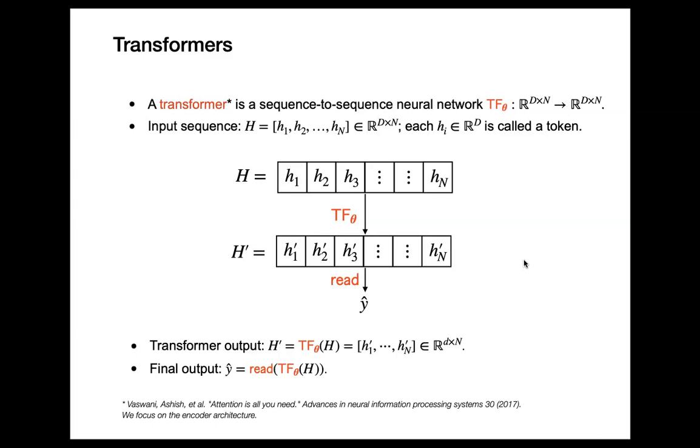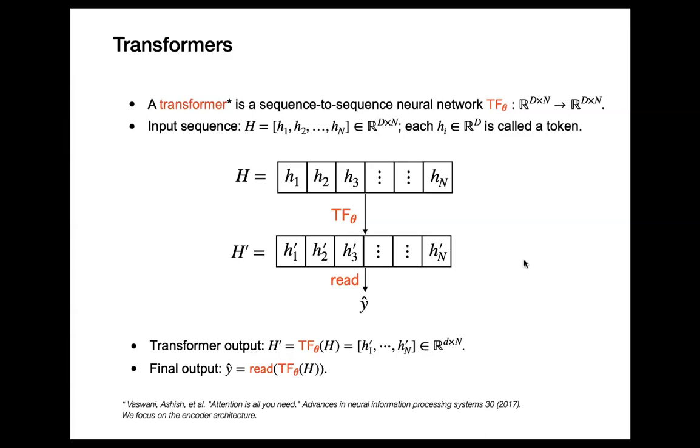After passing through the transformer TF theta, the output H prime is another sequence of the same shape: the same length and the same embedding dimension. And eventually we want to output some prediction y hat. Typically people add a readout layer, which is very simple, maybe some linear transformation, a linear layer, that transforms H prime to y hat. This readout function is not very important. What's important is TF theta. The most important computations happen in TF theta.